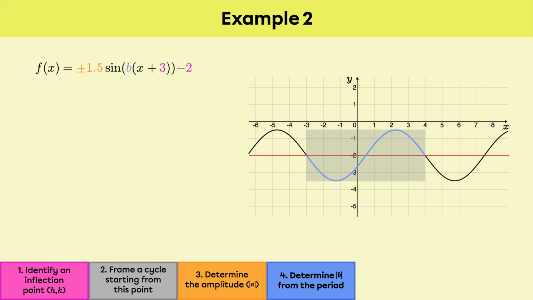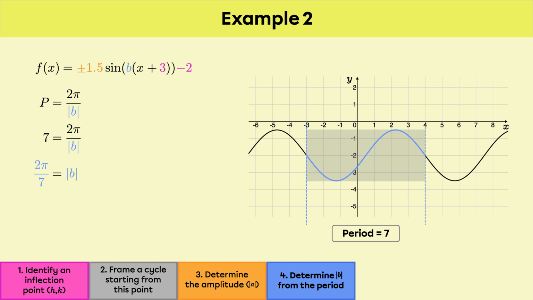To do so, we use the equation P equals 2π over the absolute value of b. The cycle starts at x equals -3 and ends at x equals 4. Therefore, the period is 7 units. Replace P with 7 and isolate the absolute value of b. This equals 2π over 7.